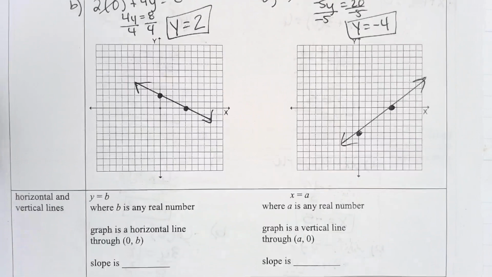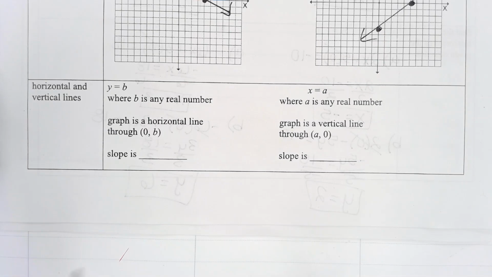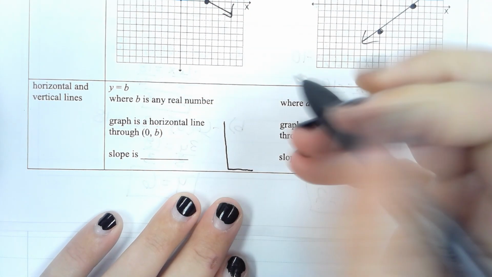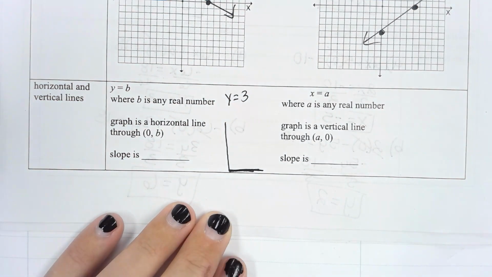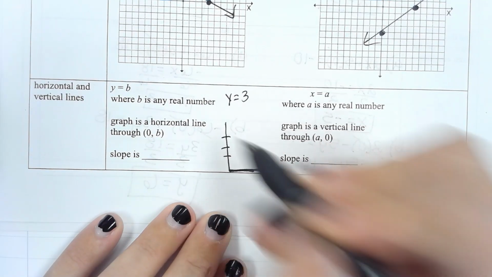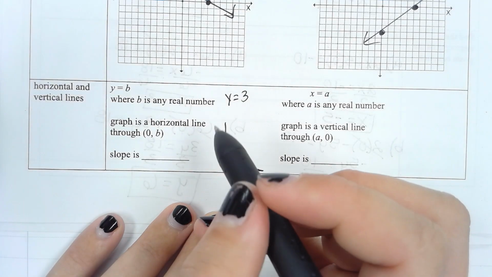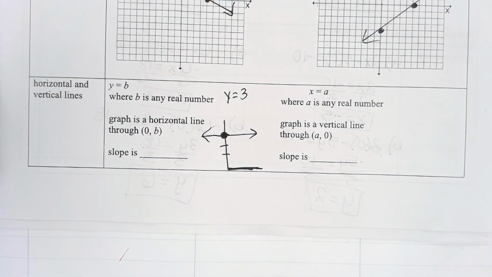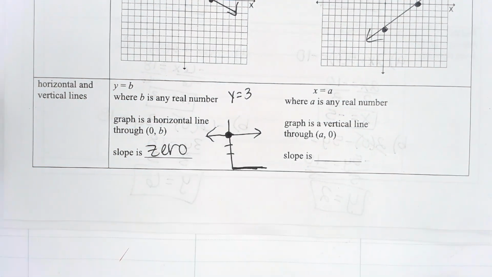So there are some situations here that you do need to know about. If y equals b, where b is any real number, the graph is going to be a horizontal line through (0, b). So if I were to graph this, let's say I had y equals 3. Here's my quadrant 1, and if y equals 3, I'm going to have a point right here at 3, and it's going to be a horizontal line. What kind of slope is a horizontal line? Well, slope is going to be equal to 0. Remember, if it's a horizontal line, it's a slope of 0.